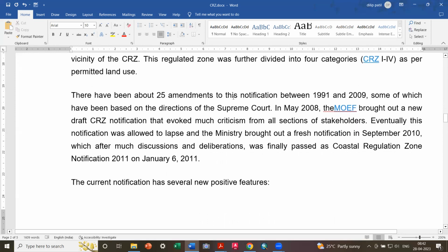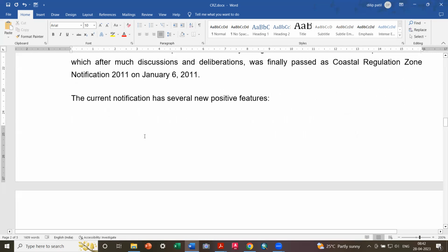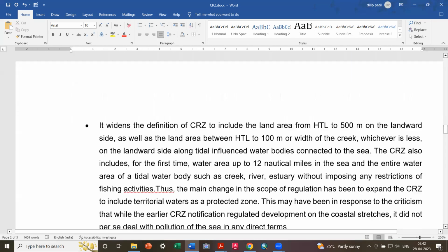There have been about 25 amendments to this notification 1991-2009, some of which have been based on directions of the Supreme Court. In 2008, Ministry of Environment and Forest brought out a new draft CRZ that evoked much criticism from all sections of the stakeholders. Eventually, this notification was allowed to lapse and Ministry brought out fresh notification in 2010, which after much discussions and deliberations was finally passed as a coastal regulation zone notification 2011. The current notification has several new positive features.